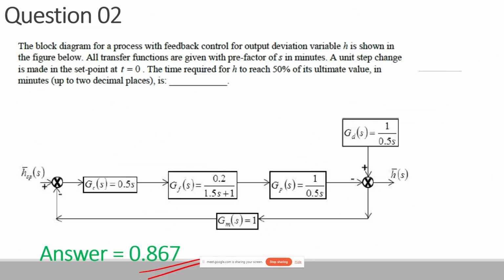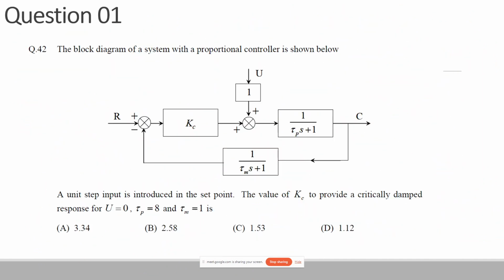So yes, these are the questions that we are going to solve today. So let's start with question number 1. Over here we have been given the block diagram of a system with a proportional controller shown below. We have Kc, that is corresponding to the controller, then this is the process.